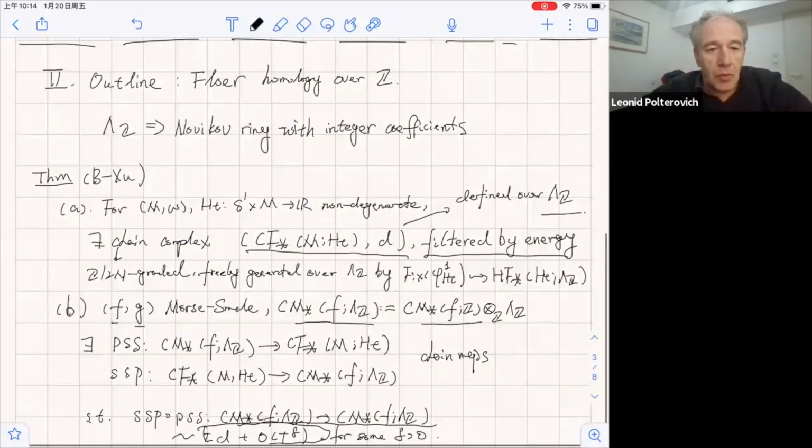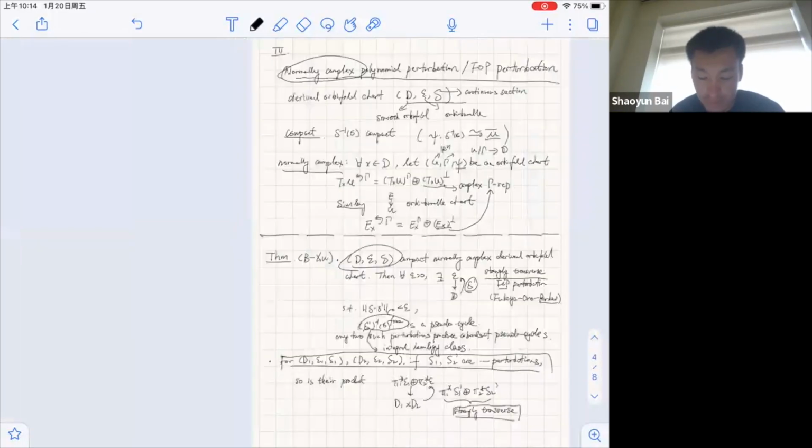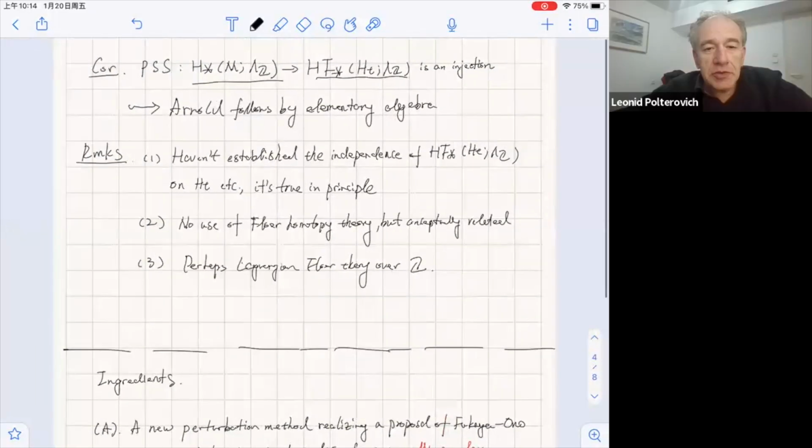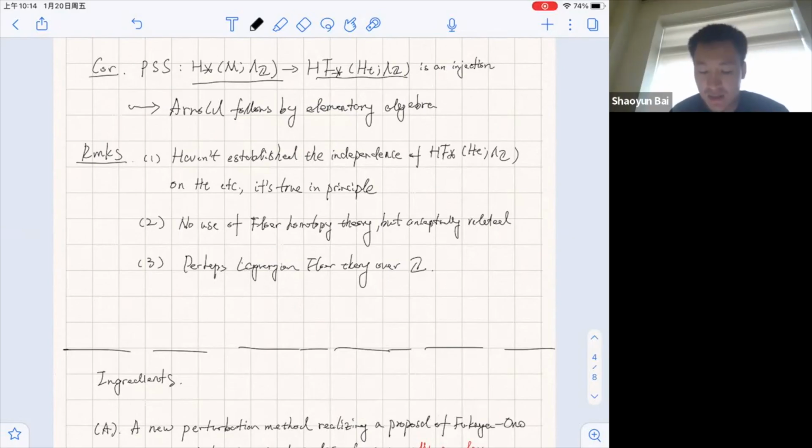So the next one, I believe. So when you say that it is injective. Yeah, injective. Yes. So can you say something about the cokernel? How much it's not surjective? So I think it's actually expected to be an isomorphism.